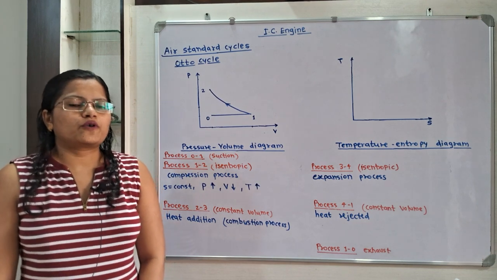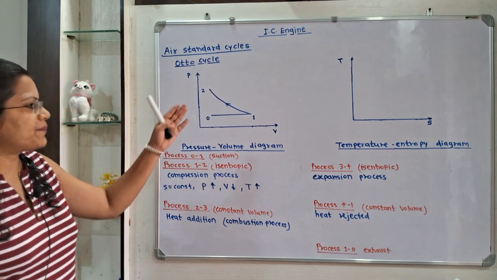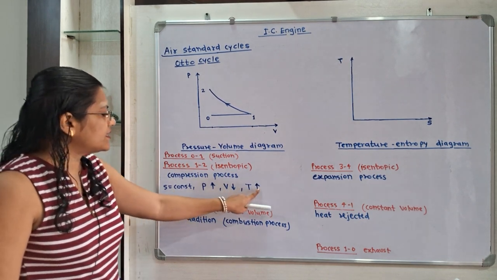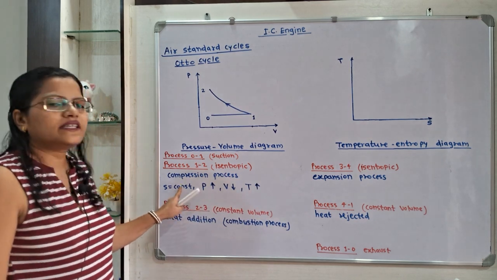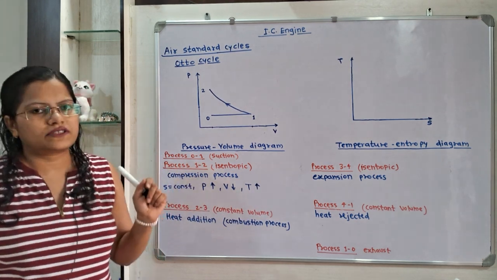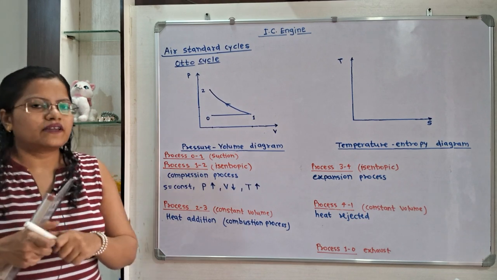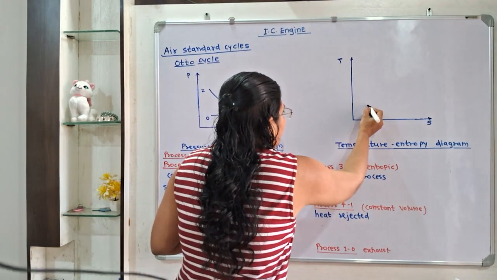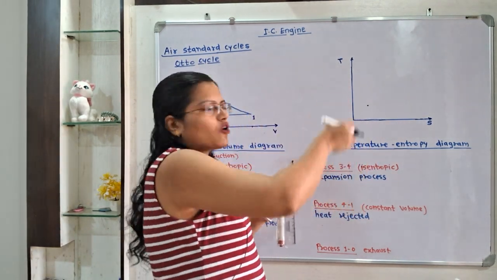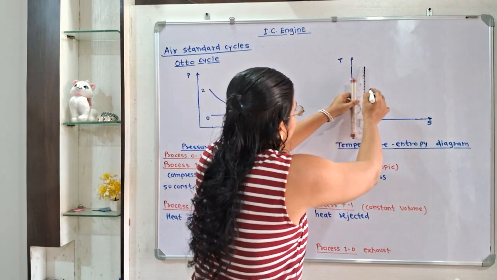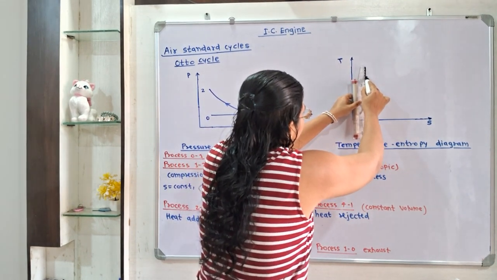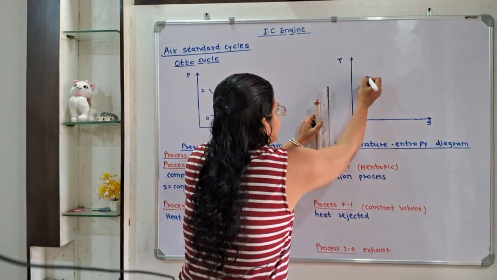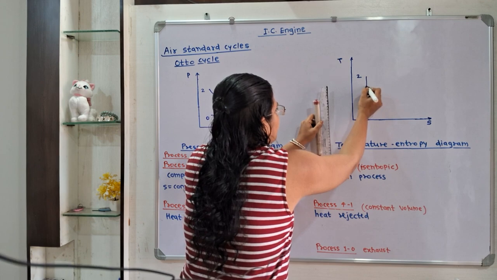Now we will connect this point and we will show arrow also. Now we will show process 1 to 2 on the temperature entropy diagram. So we have to show increase in temperature, but this entropy will remain constant. So how to show that? I will select the point 1 and we have to show entropy remains constant. So we will select the straight vertical line and increase in temperature. So this is the point 1 and here is the point 2. So we will show arrow.